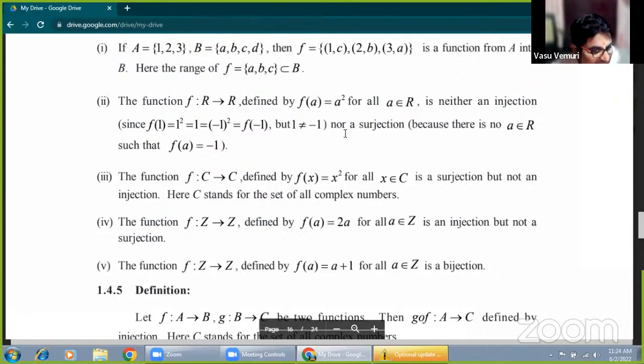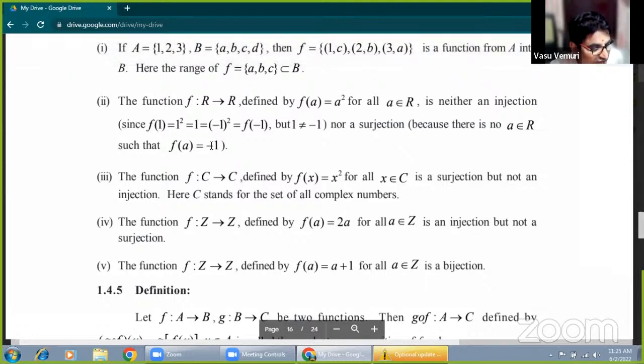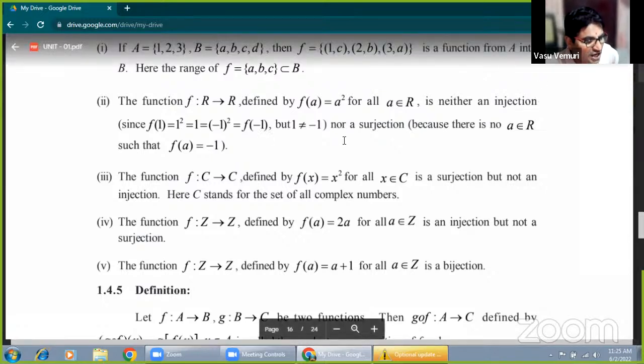Okay. It is not a surjection. So F of a equals a square is represented here because a being one of the real numbers, that real number is consistent with the relation F of a equals a square. That's why F of a cannot equal minus 1. So it is neither an injection nor a surjection. Okay. So it is not one-one and not onto.